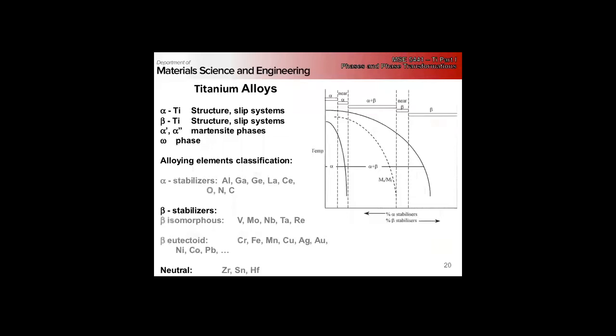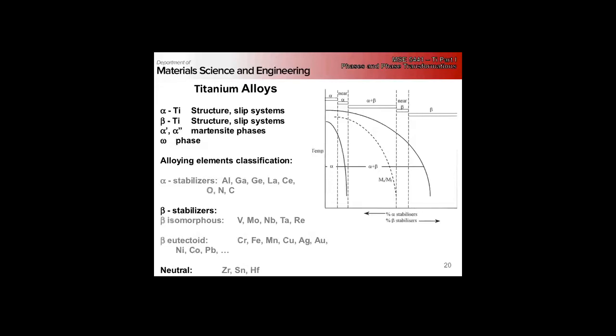So into our specifics. We've got alpha, which is HCP, beta, which is BCC, alpha and alpha prime. These are martensitic structures. And then we have omega phase, which is a non-close packed hexagonal, which is something you probably haven't come across. So it's hexagonal, but it's not HCP. It's a simple hexagonal structure, right?